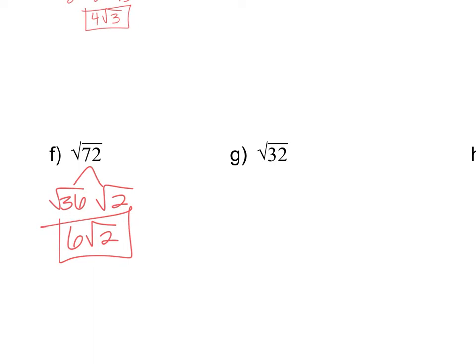All right, now we've got to simplify. Why was I saying 32? I meant 36 and 2. Sorry. Let me look up the next problem.